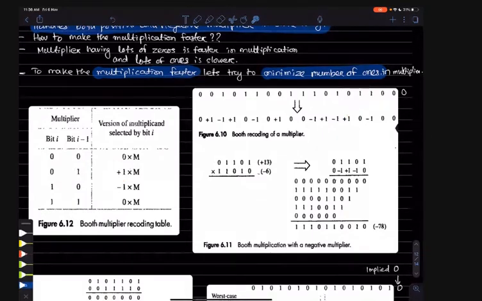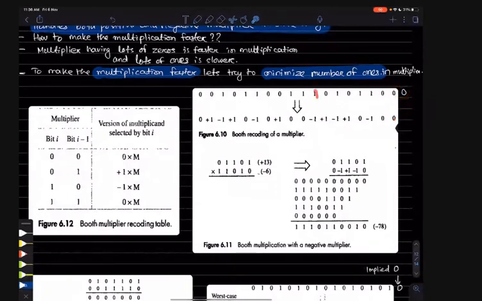Always scan from the right side to the left side. Take the i minus 1 bit and the i bit, and the result will be on the ith bit. So this is the i bit, this is the i minus 1 bit, and this 0 we have added extra. After this, the output will be here. So for 0, 0, the output will be here.